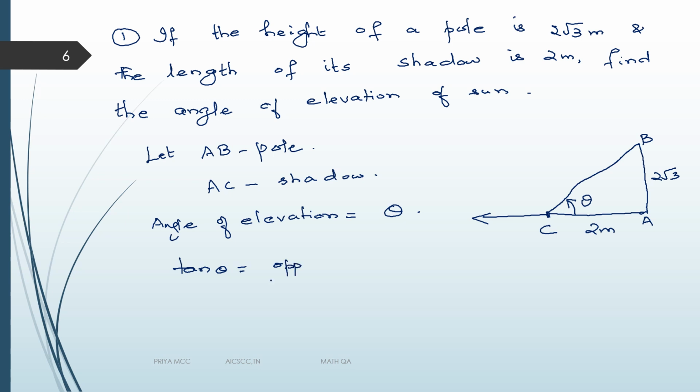Now, what is your tan theta? Opposite side by adjacent side. What is your opposite to theta? Opposite to theta will be 2 root 3. Adjacent to theta will be 2. So, 2 root 3 divided by 2. Cancelling, you simply get root 3. So, what is your theta? When will tan theta be root 3?